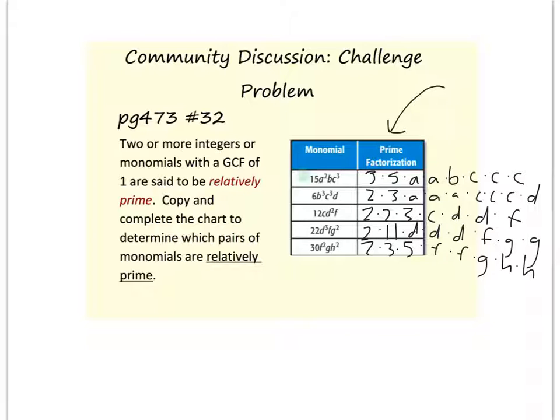Yeah, here if you look at 15a squared bc cubed, that has 3 and 5 and an abc. But then if you look down here at 22d cubed fg squared, that has a 2 and an 11, and then no a's, b's and c's. It has d's, f's and g's. So those two would be relatively prime. So we would write for our answer 15a squared bc cubed and 22d cubed f g squared. And again, this is just knowing how to break down monomials, figure out their prime factorization, and then know what you need to look for.